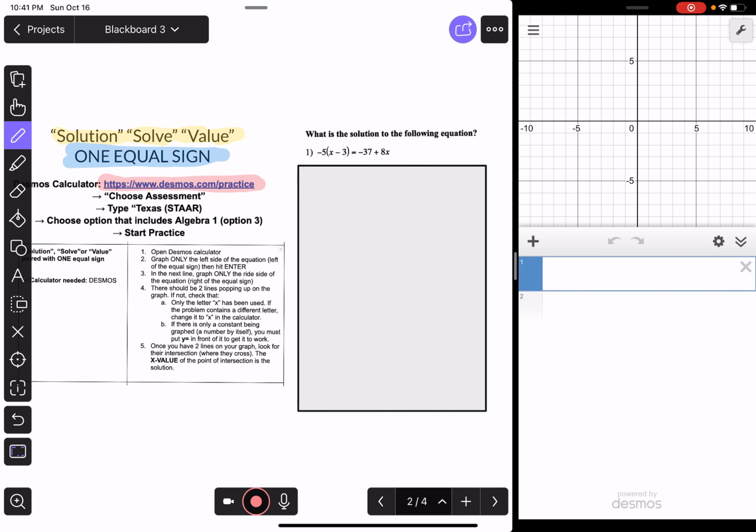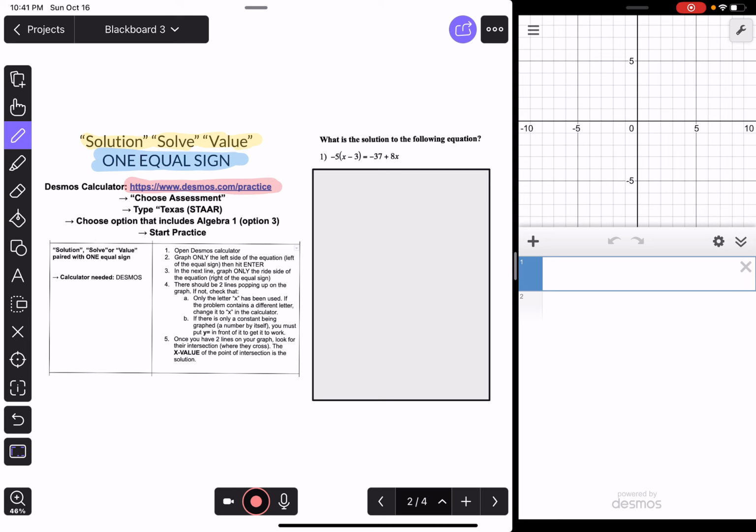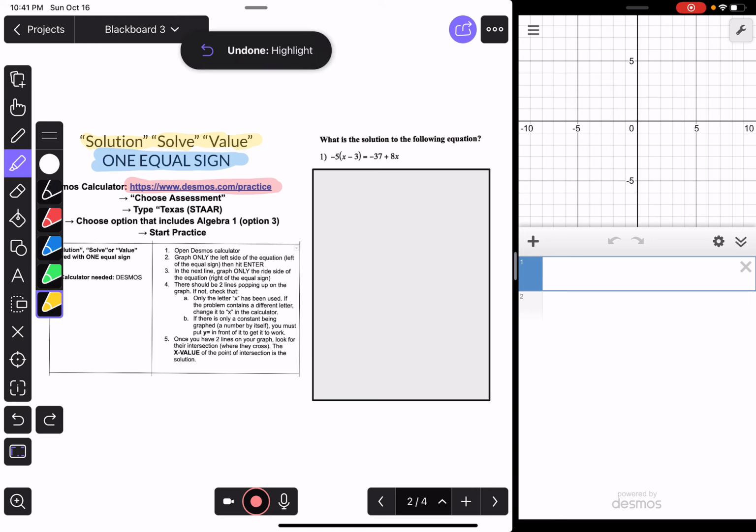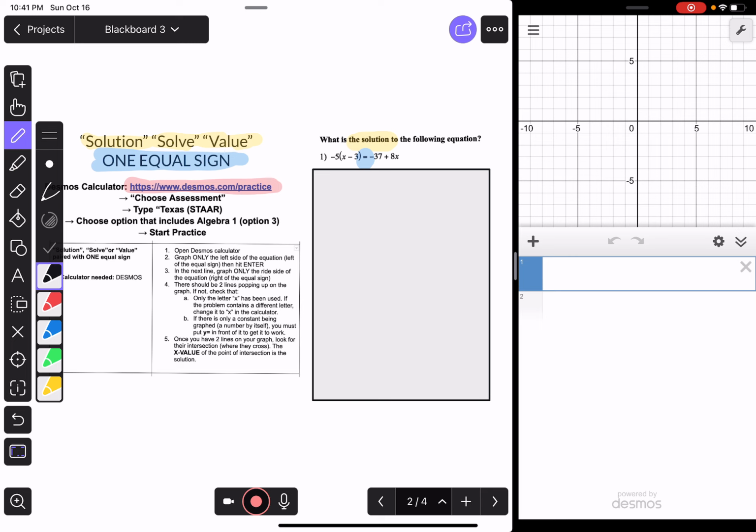So the first type of problem that you could see is pretty basic. It'll simply say, what is the solution to the following equation? So we see that keyword, and I'll highlight just that keyword. You see that keyword solution. And then we do see that it has just one equal sign here. So since we have the word solution and just one equal sign, that means we can go ahead and try these steps and see if we can get an answer.